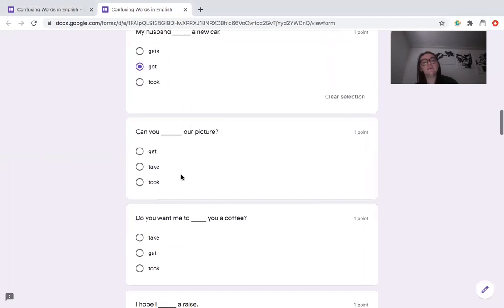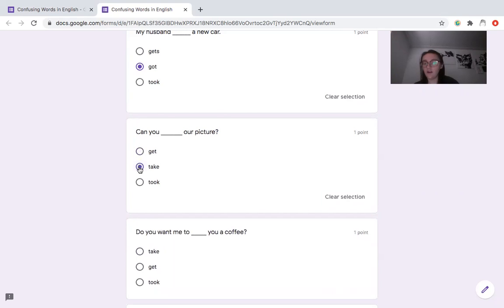So this one, can you our picture? Can you get our picture? Can you take our picture? Can you took our picture? Now, we know that it's not "can you took our picture" because the question is can you? And it's present tense, right? Can you do this right now? So it's not going to be took, but is it take or is it get?